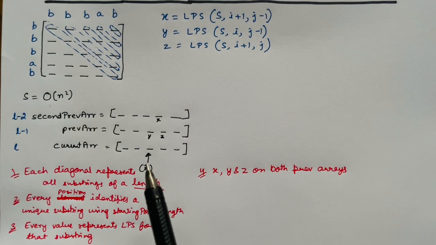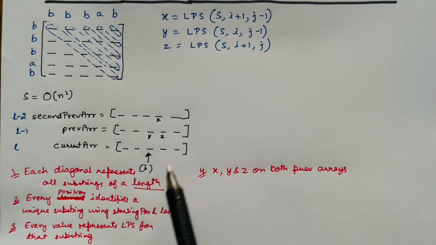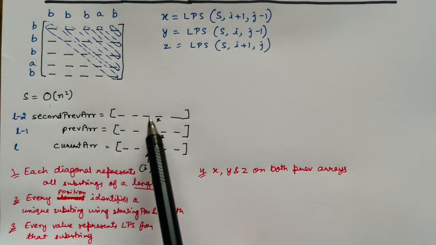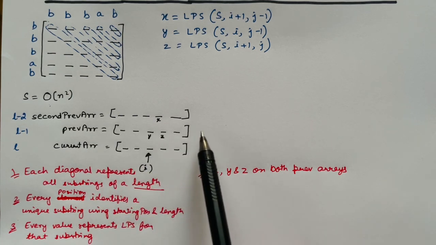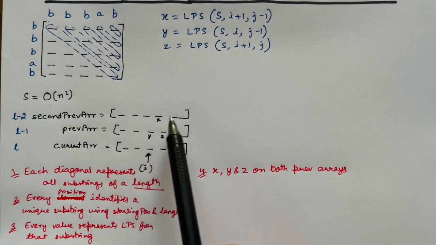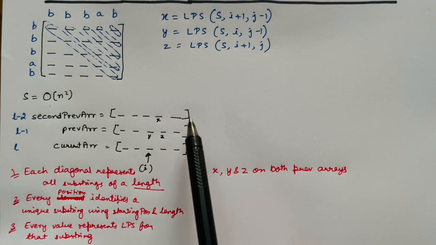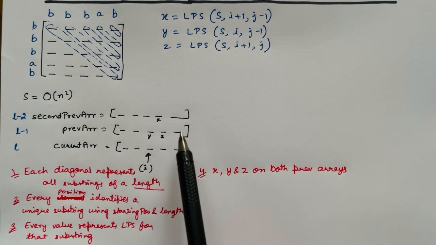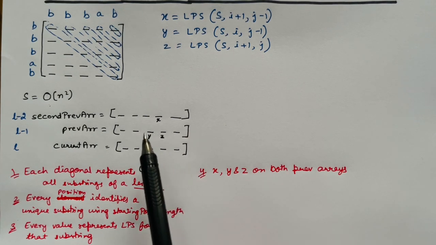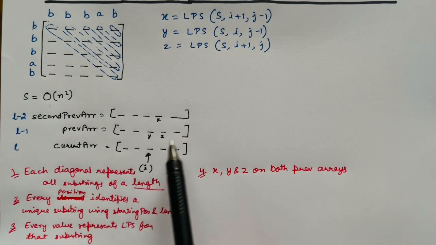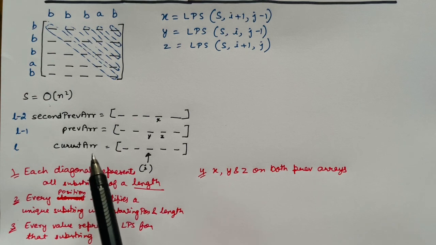But how will we start? From where will we start? We will start from the base conditions. We will fill this first array with the values for length 1, and this second array with the values for length 2. For length 1, all of the values will be 1 because a single character is always a palindrome. And for length 2, our values will be 1 or 2 depending on whether the 2 characters are the same or not. So we will have initial values in both of these arrays, and then we can fill this third array as we move forward.